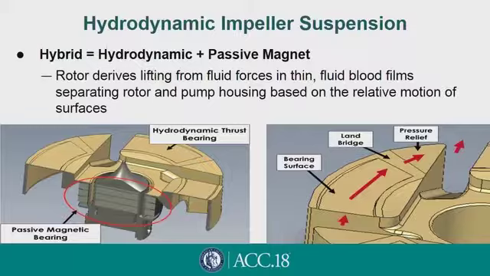Now, one of the limitations of a hydrodynamic bearing is that it depends on fluid forces, and so those forces dissipate quickly as opposed to magnetic forces. So the distances between the surfaces of the impeller and the pump housing are much closer in a hydrodynamic type of suspension compared to a magnetic type of suspension. Those distances are on the order of about 50 microns compared to 500 or 1,000 microns with a magnetic levitation system.